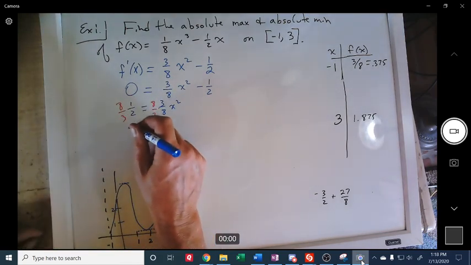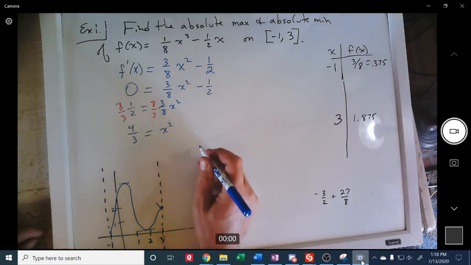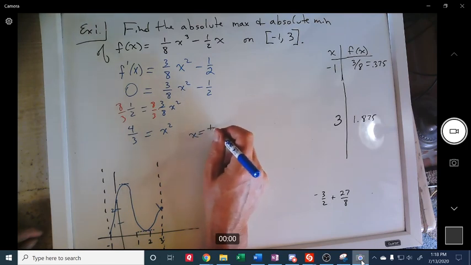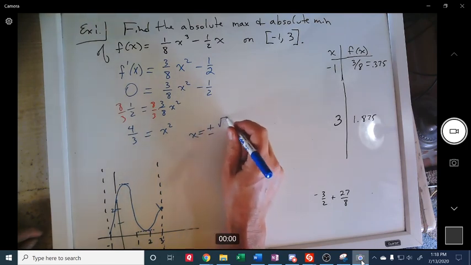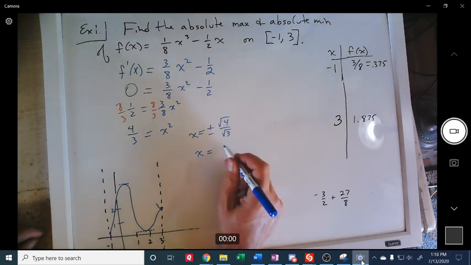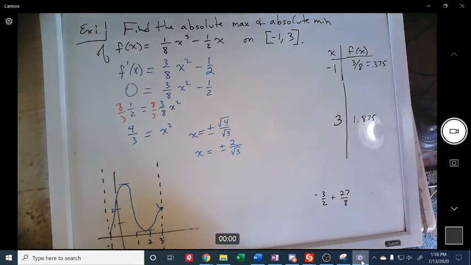And then this is going to be 4/3 is equal to x squared. I'm going to take the square root of both sides. You have to put plus or minus. Square root of 4 over the square root of 3, or plus or minus 2 over the square root of 3. You can rationalize that denominator, but you can also just leave it like that.